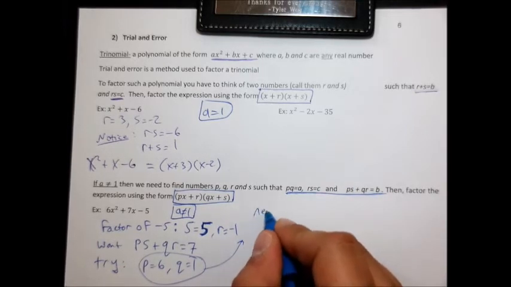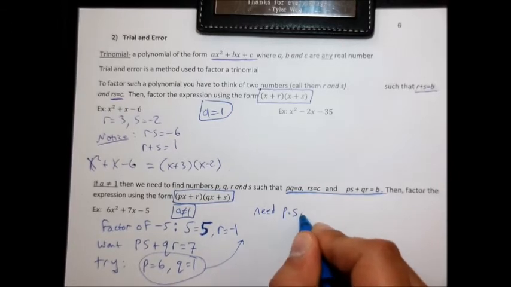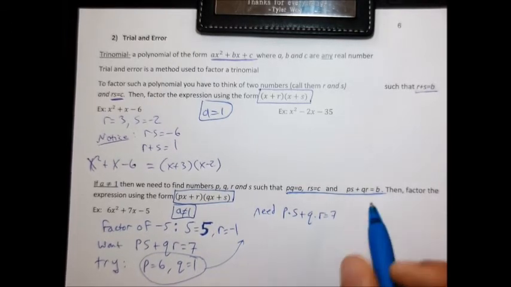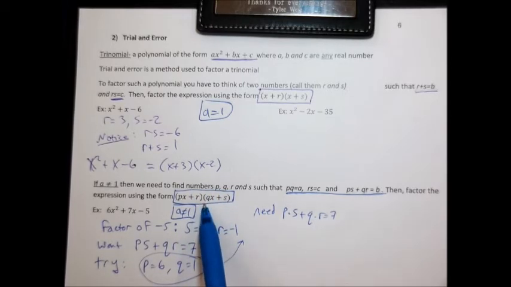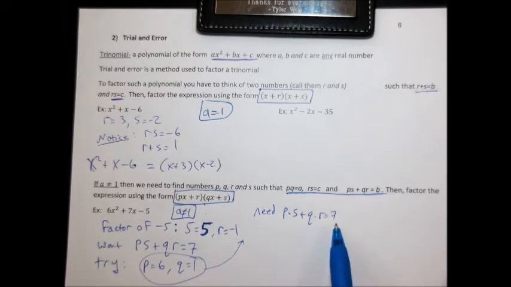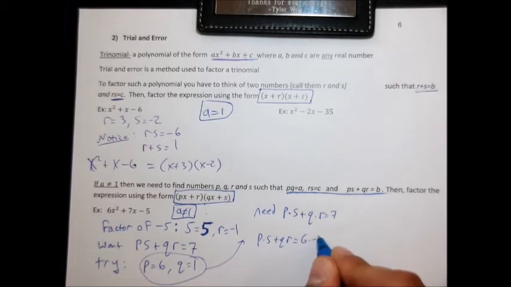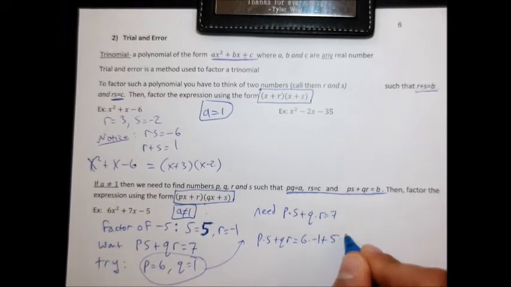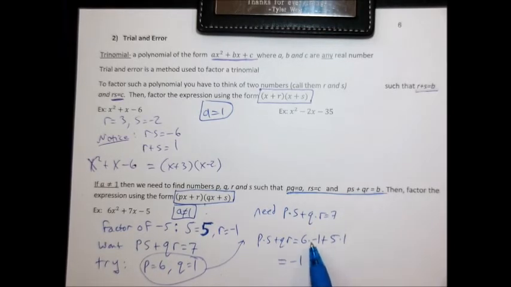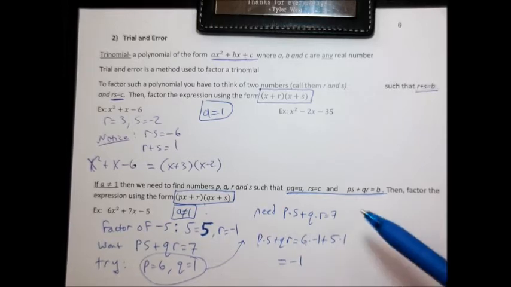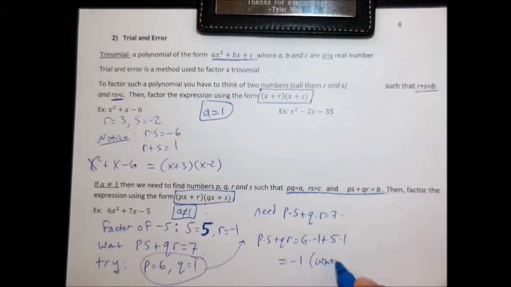We need P times S plus Q times R to be 7, because when we multiply out that factored form, it needs to add up to 7. But in this situation, PS plus QR is going to be 6 times -1 plus 5 times 1, which is -1. We're going to get minus 6 plus 5. We needed it to be 7, and it was only -1, right? And so this didn't work.